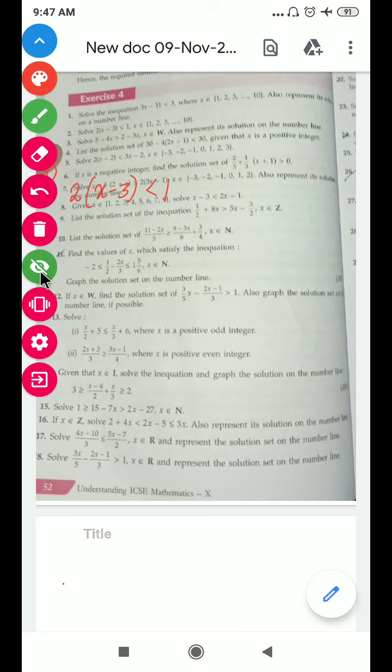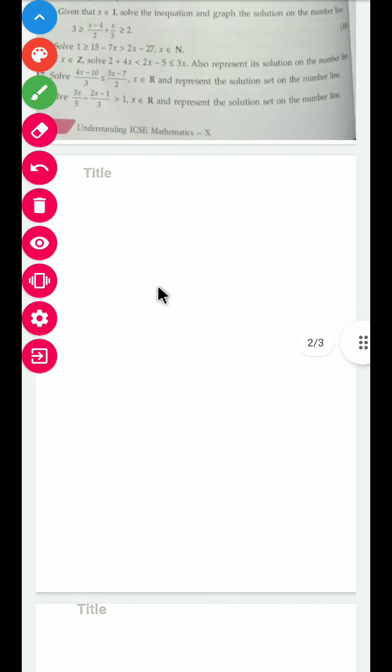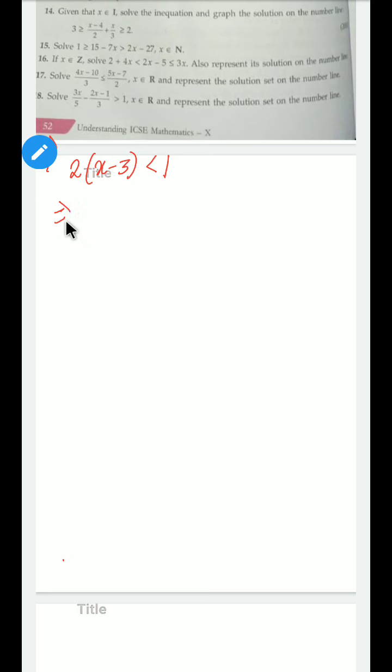Okay, now you have to solve it. So how to solve? At first you have to multiply 2 with x minus 3. So this will be 2x minus 6 less than 1. Now if this 6 goes to that side, this will be 7, because 1 plus 6. Now x is less than 7 by 2. Now 7 by 2 means 3.5.